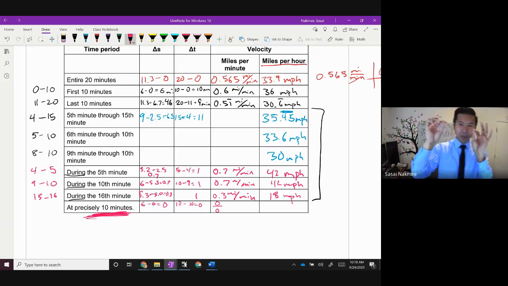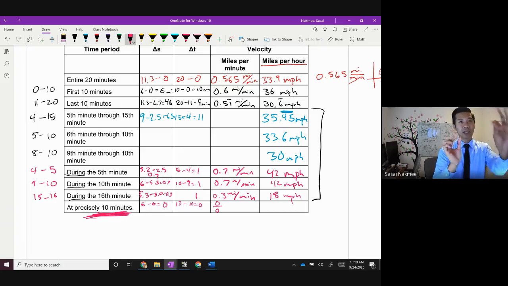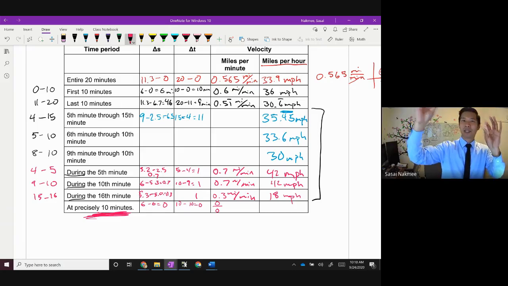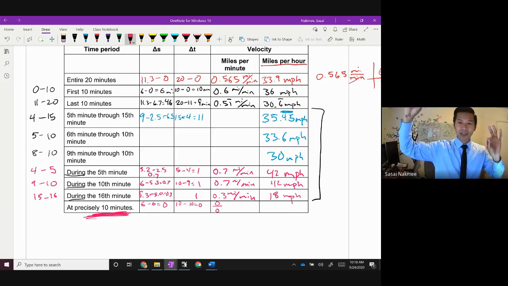But if I'm asking for you at precisely 10 minutes, what's happened there? You're getting that point, and you're getting closer and closer to 10 minutes. So let's say I was looking at 10 minutes, and then at 11 minutes, and I was trying to calculate the average speed from 10 minutes to 11 minutes. I can calculate that slope very easily, right? That's that line right there that I'm drawing with my fingers.